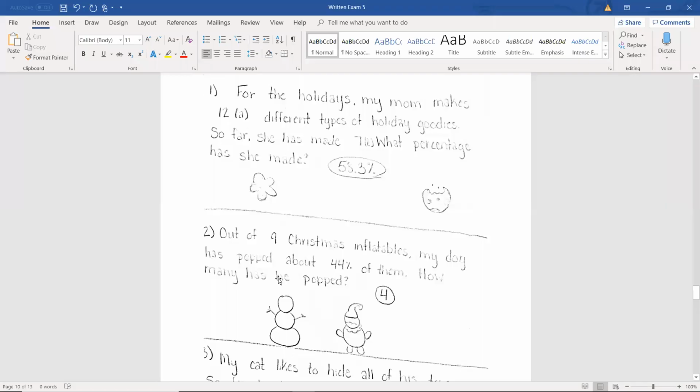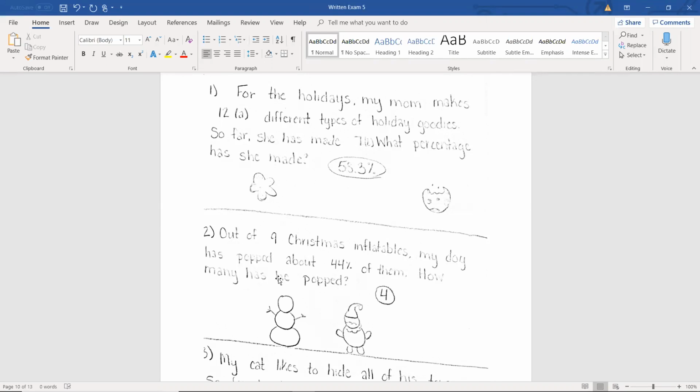Okay, so for this one, I was asked to create problems based on specific numbers, I guess, that they are given. The first one is if we're given A and B, what percent of B is A. So for my problem, for the holidays, my mom makes 12, which is A, different types of holiday goodies. She has made 7, B. What percentage has she made? And she made 58.3% of her holiday goodies.